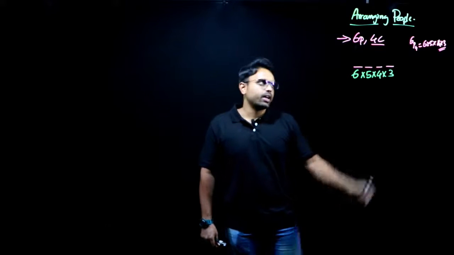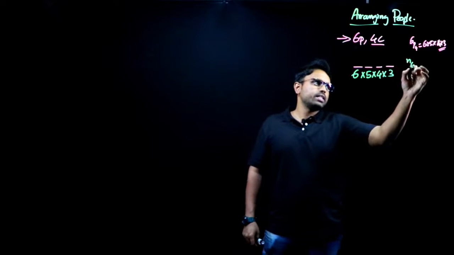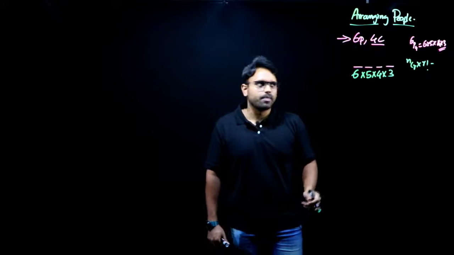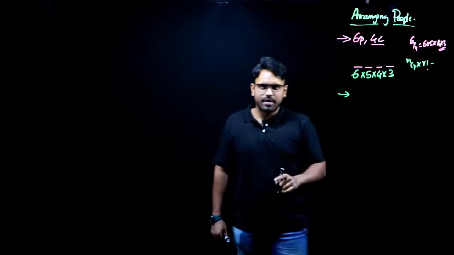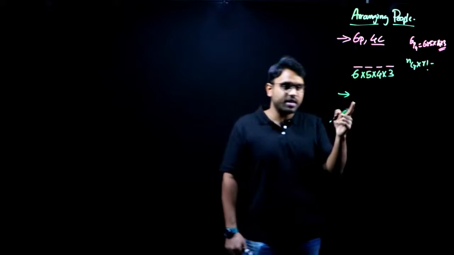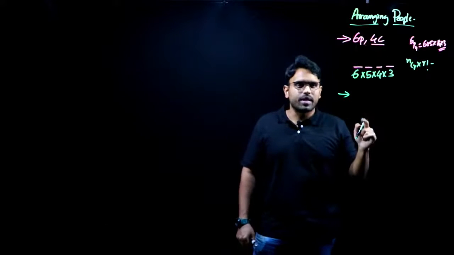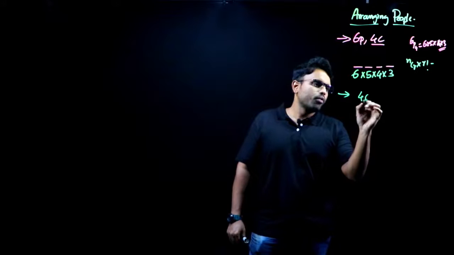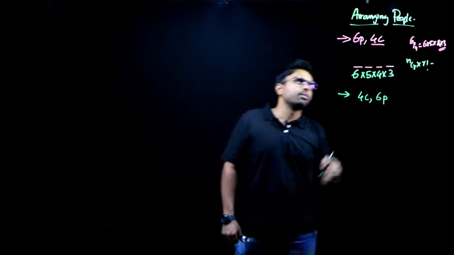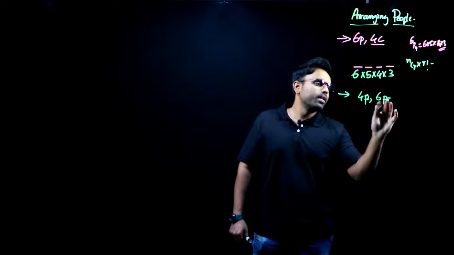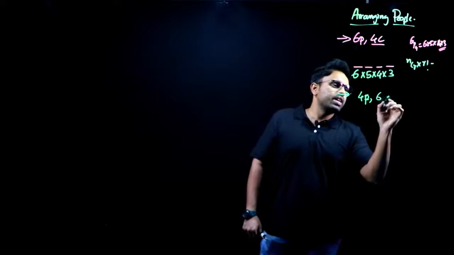Yes, I can also do it using the formula: nCr into r factorial will also give me the same answer. Now, I'll change the question a little bit. Pay attention, 100% attention. Look, 6 people and 4 chairs were there. Now, this time, I'll give you 4 people and 6 chairs.